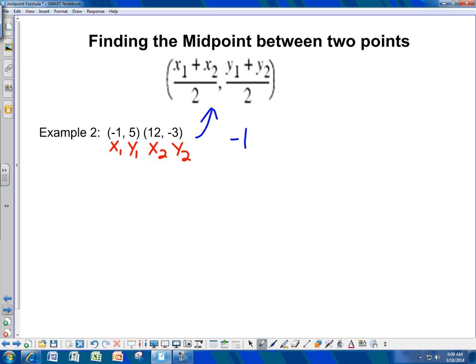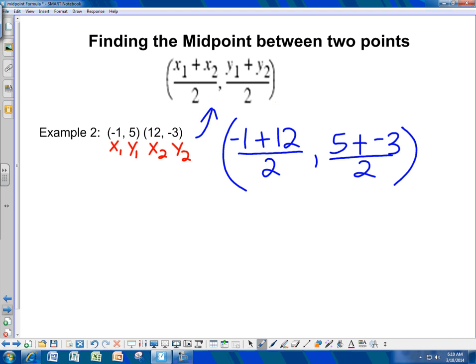So we have negative 1 plus 12 divided by 2. So that's my x value. My y values are 5 plus negative 3 divided by 2. So now I basically have two parts to solve. For my x value, negative 1 plus 12 is 11 divided by 2. My y value, 5 plus negative 3, is positive 2 divided by 2.